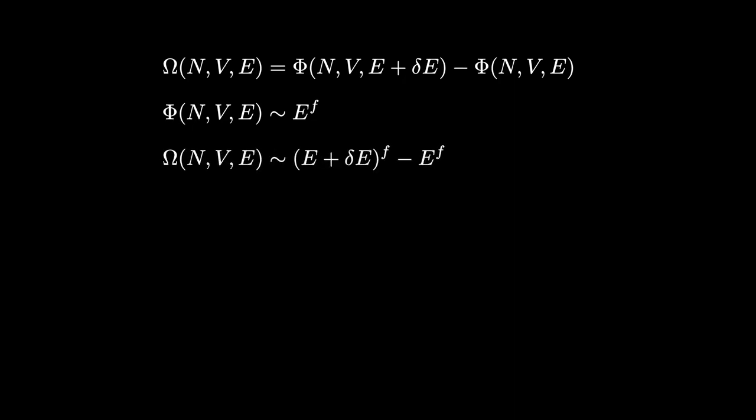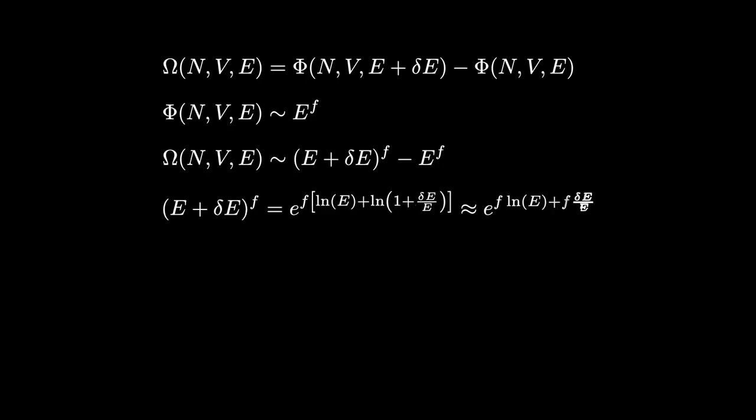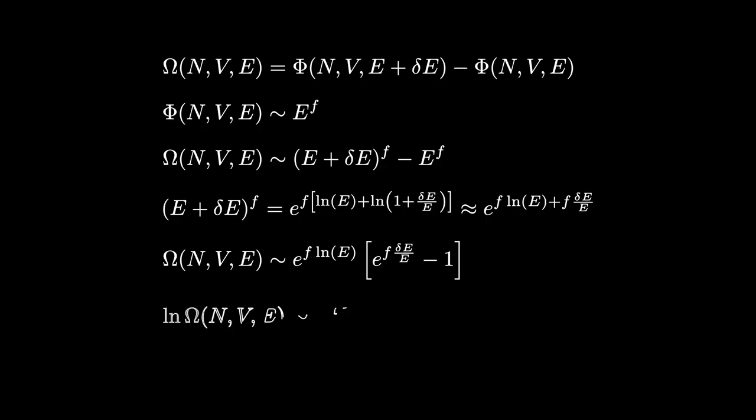Now, we can use a trick with the exponential of the log to make the log of 1 plus delta E over E appear. Because delta E over E is small, we can make a Taylor expansion, which leads us to the following result. We can therefore rewrite how the amount of microstates in the shell should scale, and since we're interested in entropy, we just take the log and get the following result.